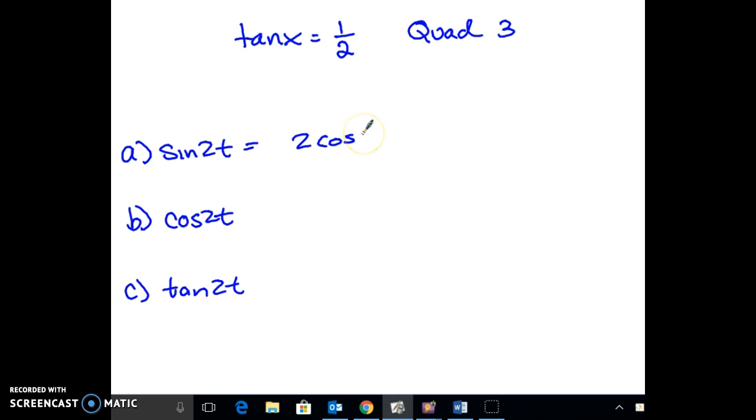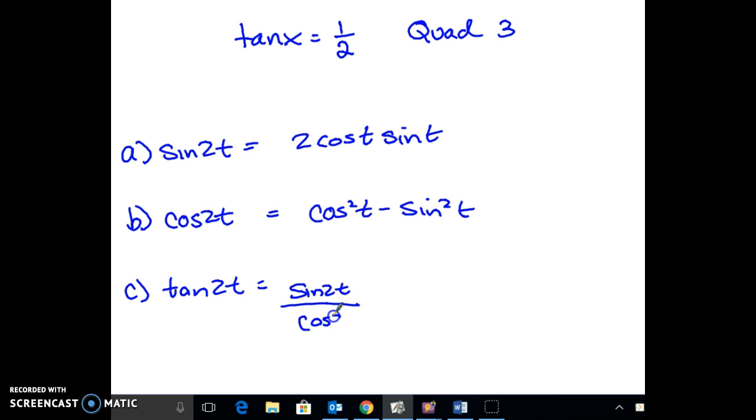Let's see, 2 cosine, tx, whatever. It doesn't matter what you use. I'm not too picky. 2 sine times cosine, or 2 cosine times sine, they're the same thing, because it's just multiplication. For cosine, I'm going to use cosine squared minus sine squared. This, the order does matter. You don't want to flip those around. And for tangent, I'm just going to use sine and cosine to give me that answer.